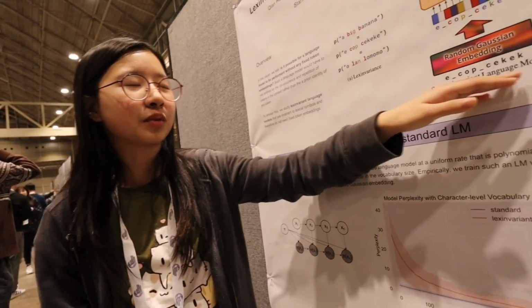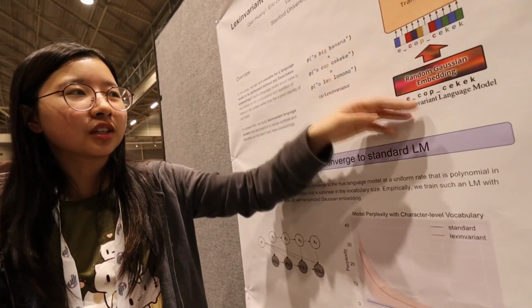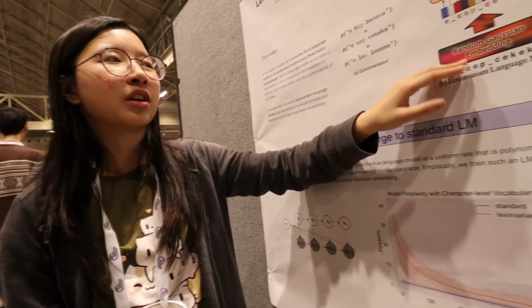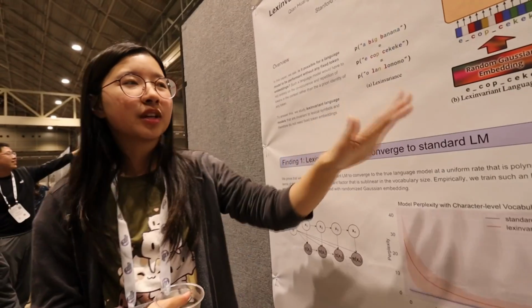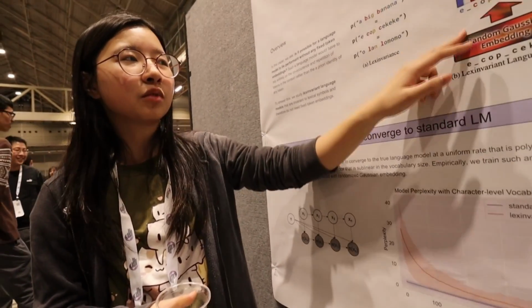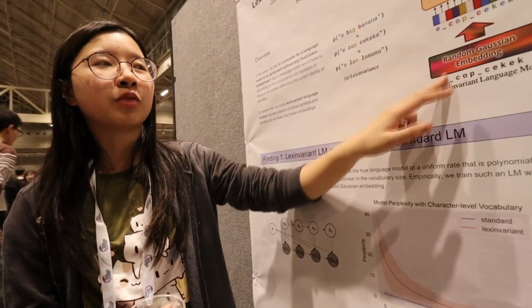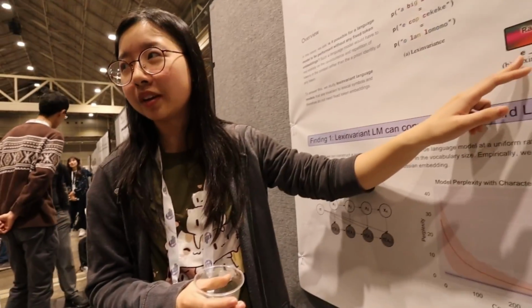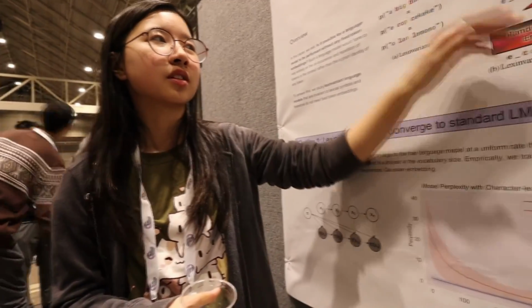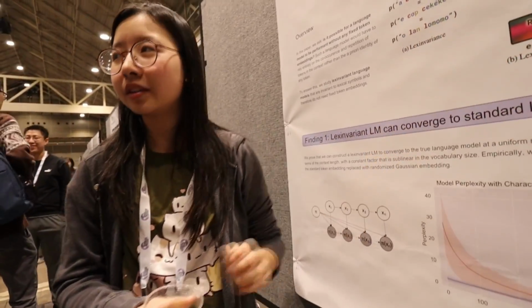The Lexinvariant language model we construct by replacing the fixed token embedding in the transformer with random Gaussian embedding. So the E here will receive the same random Gaussian vector token embedding everywhere in the sequence, but across different sequences, the same E will have a different token embedding.